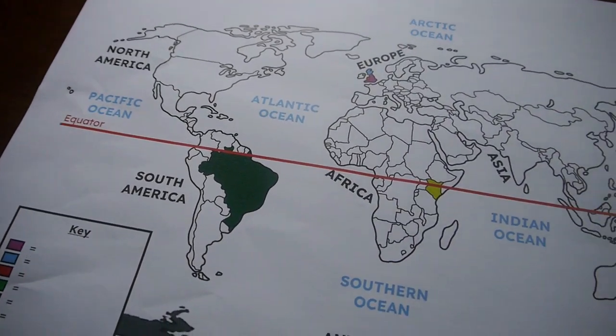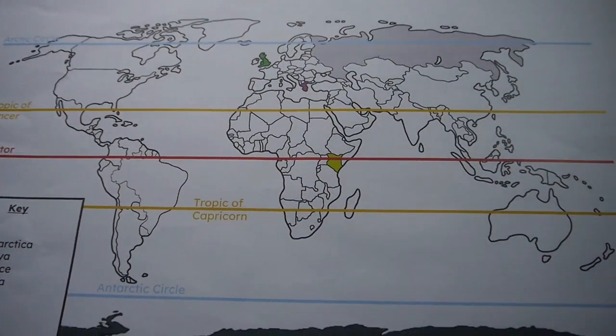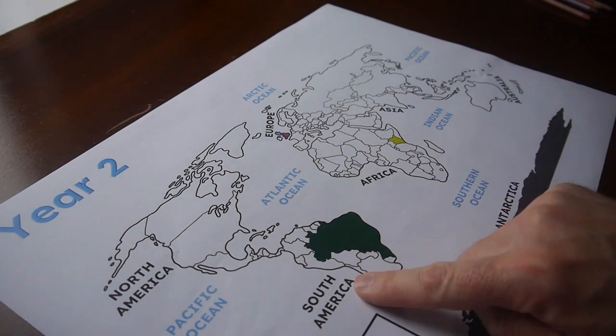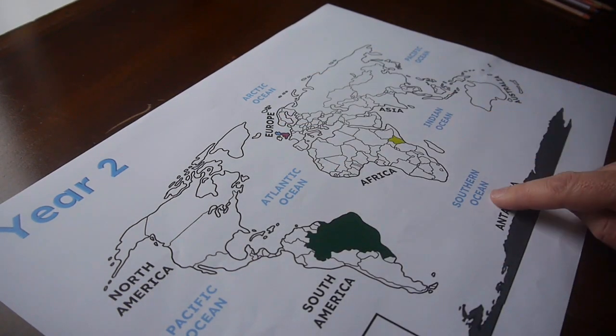There are some alternative versions of the maps where significant lines such as the equator and the tropics may be highlighted. And for Key Stage 1, the 7 continents and the 5 oceans are clearly labelled.